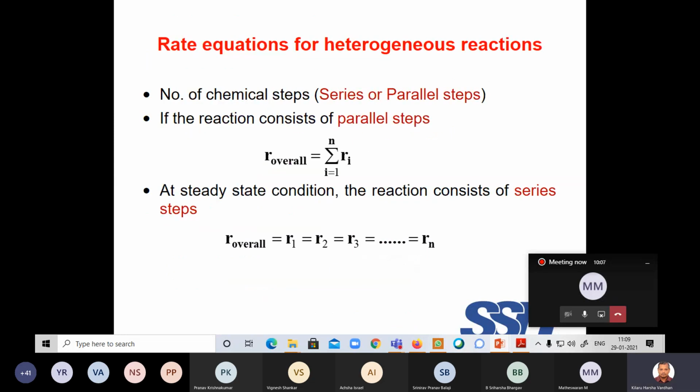So how to write the rate expressions? This is the biggest topic. Generally, if there is a heterogeneous reaction, there are a number of steps which will happen inside. The steps can be in series or in parallel. If there is a parallel reaction, then the overall rate you can write as the sum of the individual reactions.